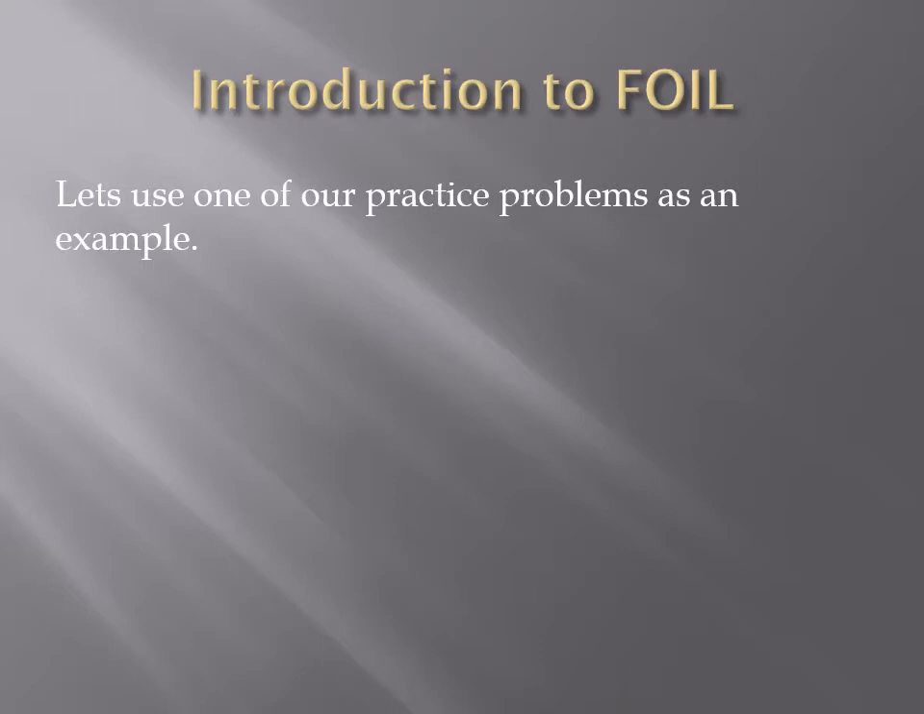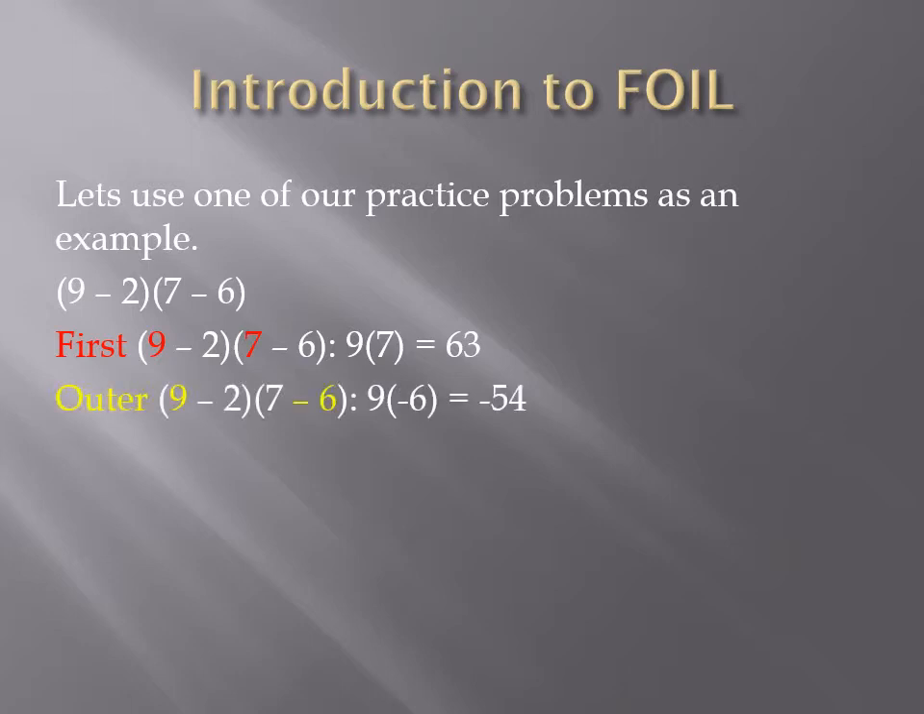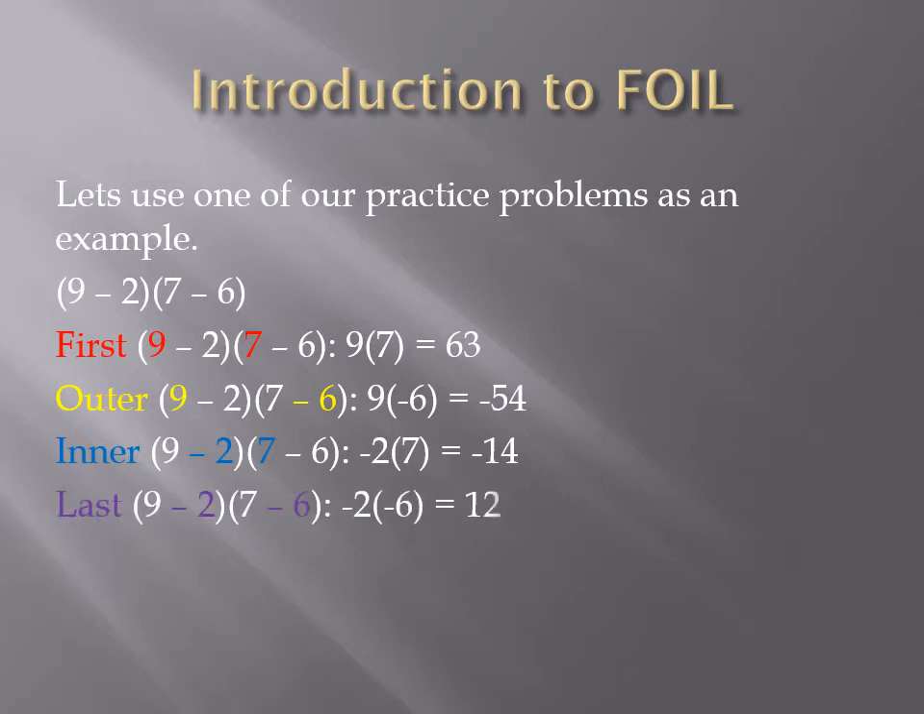So for our first practice problem, let us use one of our problems from our warm-up exercise as an example. In this case, we're going to use the problem with the quantity 9 minus 2 times the quantity 7 minus 6. So our first terms are 9 and 7, so 9 times 7 is equal to 63. Our outer terms are 9 times negative 6, or negative 54. Our inner terms are negative 2 times 7, which is equal to negative 14. And our last terms give us negative 2 times negative 6, which is a positive 12.